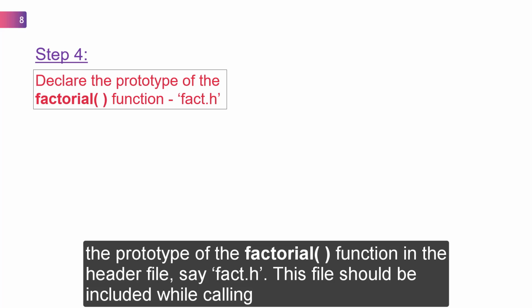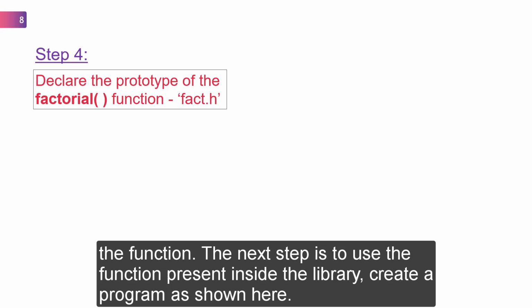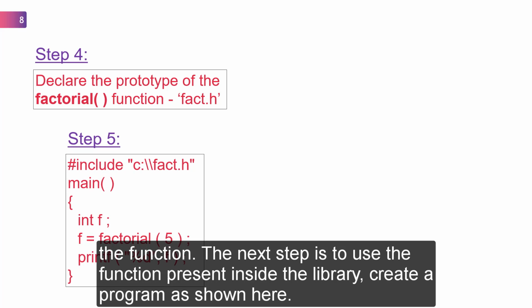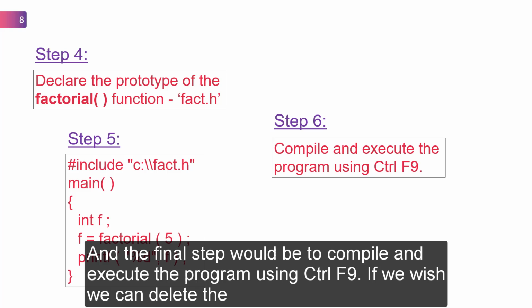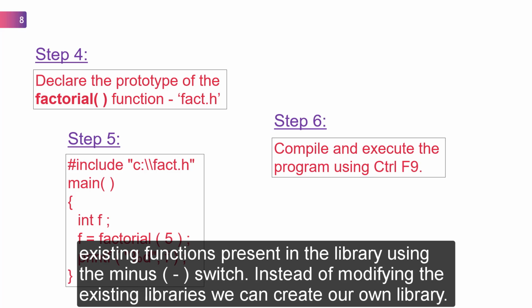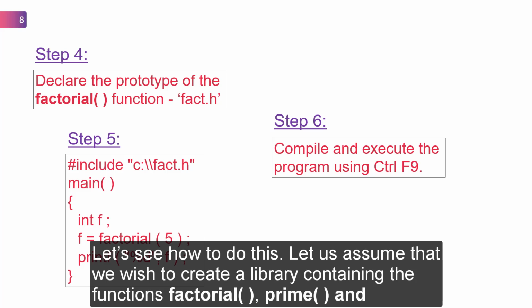This file should be included while calling the function. The next step is to use the function present inside the library, so create a program as shown here. And the final step would be to compile and execute the program using Ctrl F9. If we wish, we can delete the existing functions present in the library using the minus switch. Instead of modifying the existing libraries, we can create our own libraries. Let's see how to do this.